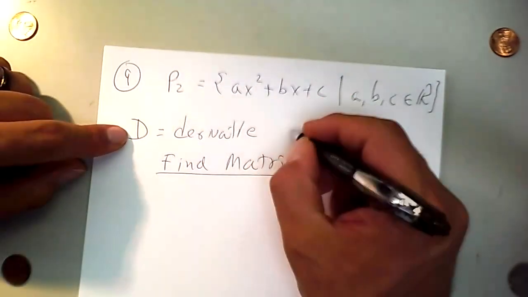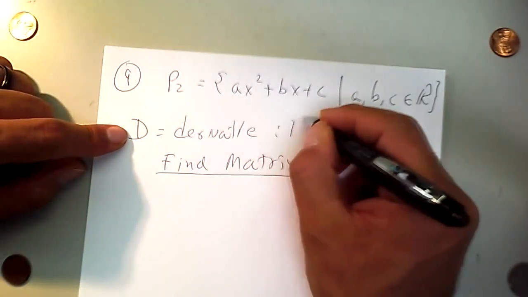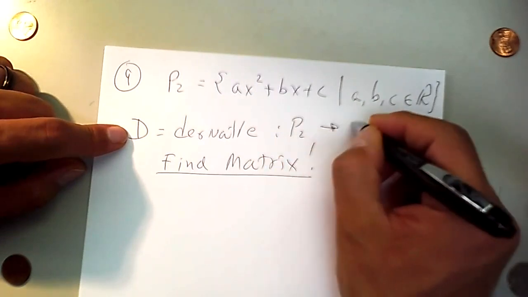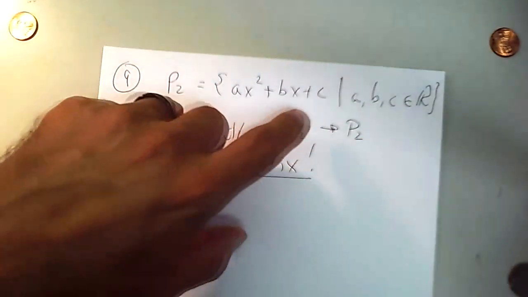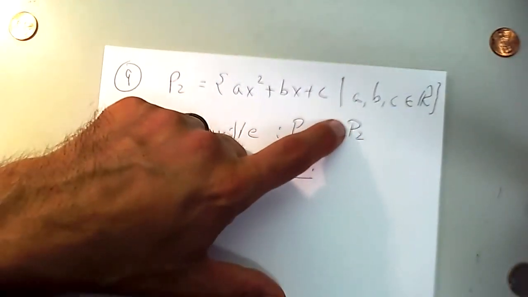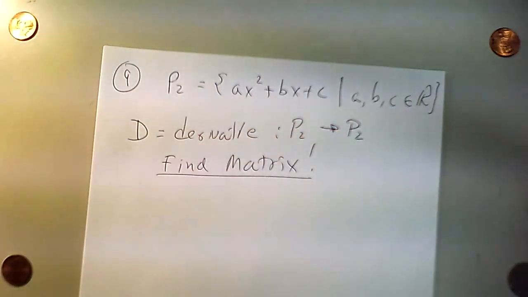First, let's assume that the derivative goes from P2 into P2, because the matrix varies depending on the space and the target space, which is not necessarily obvious. Okay.